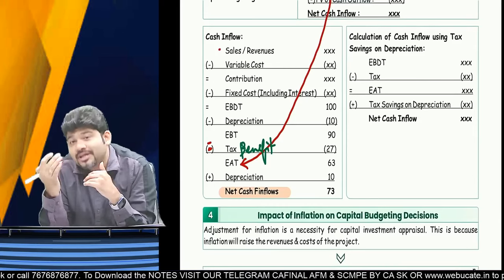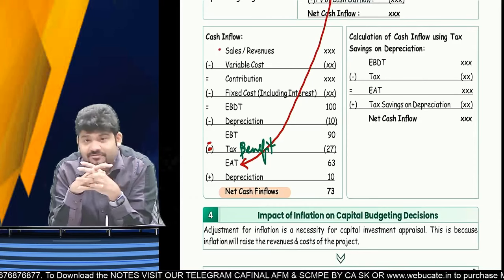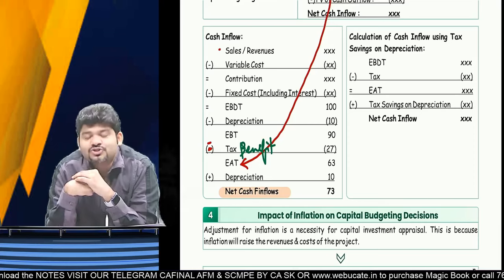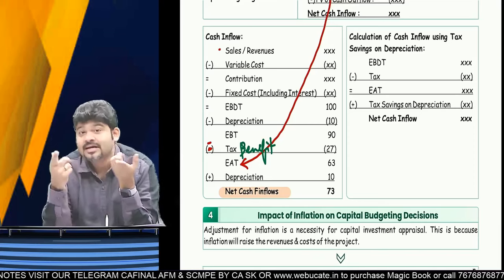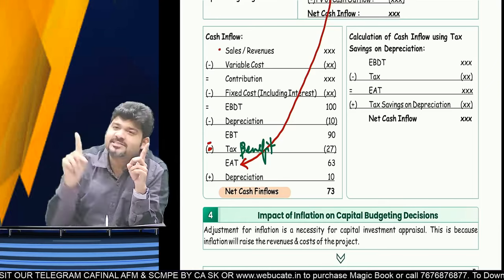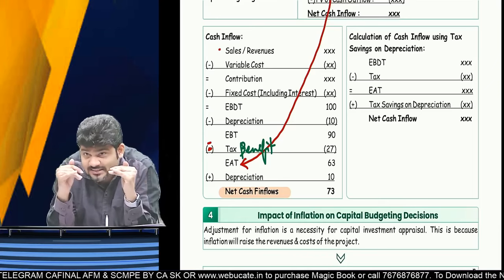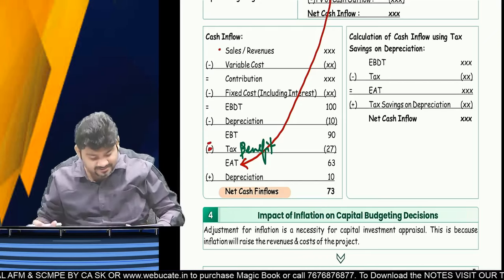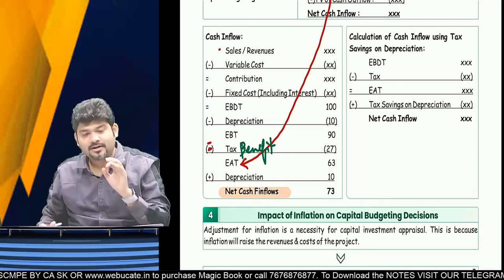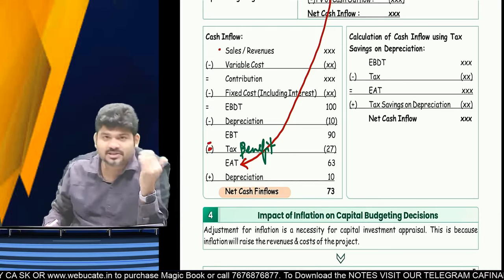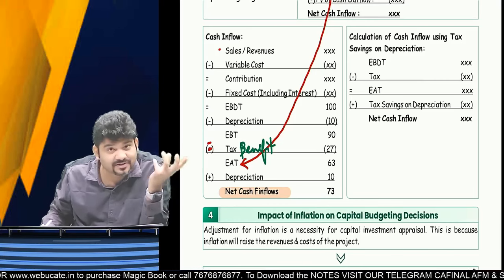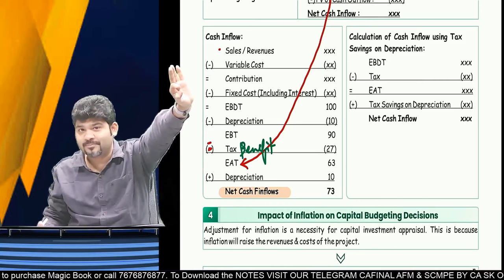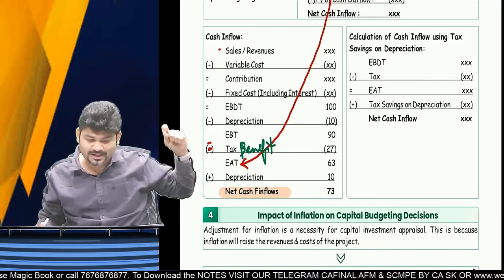For that we need to know what is cash inflow. So guys, cash inflow will be sales minus variable cost is equal to contribution, less fixed cost is equal to earning before depreciation and tax, less depreciation, why? To give tax benefit, is equal to earning before tax, less taxes, we will get earnings after tax. To that, we will add back depreciation. This is something that we would have done in our intermediate as well. Just a quick recap. So add back depreciation, we will get the net cash inflow. This is going to be the format in a lot of sums which are going to come, guys. So please ensure that you are clear with this format.